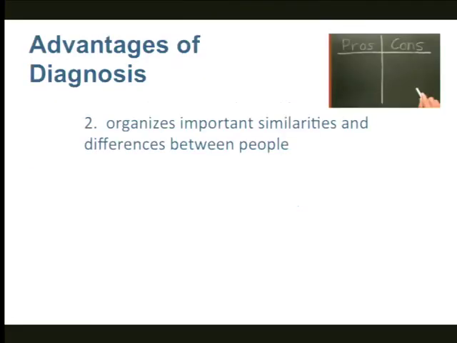Well, ideally what it should do is help you organize important similarities and differences between people. So knowing that somebody has a diagnosis of schizophrenia compared to somebody who has a diagnosis of bipolar disorder, that ought to tell you about how they may be the same and how they may be different. If somebody has a diagnosis of bipolar disorder, they will have had an episode of mania where they're feeling really high, on top of the world, loads and loads of energy. That's not the case for people with schizophrenia.